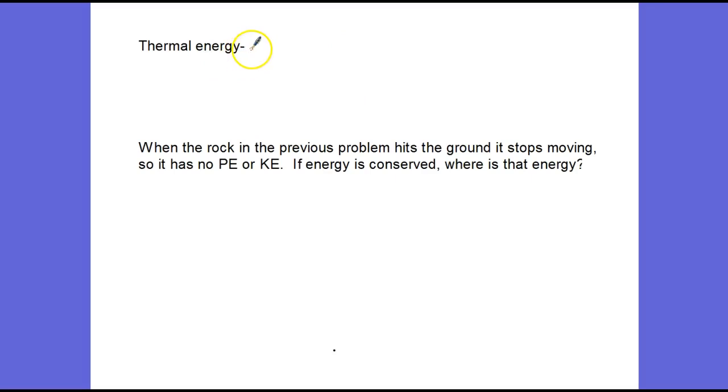Thermal energy. Where does energy go when it leaves a system? Generally, it's converted into thermal energy. The rock in the previous problem hits the ground and stops moving. So we had this rock that was 30 meters high and it fell to the ground. Well, and then it was sitting there and it wasn't moving. So now it doesn't have potential energy, it doesn't have spring potential energy, it doesn't have kinetic energy, it's just sitting there.